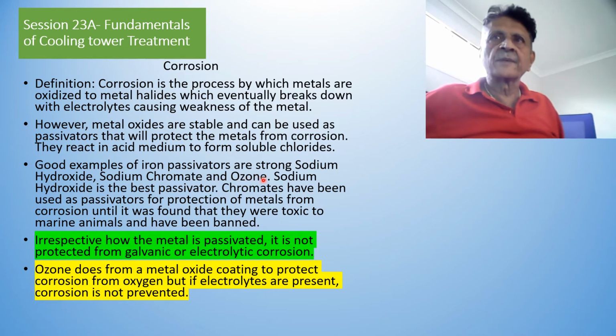In fact, what will happen is ozone will react with your metals to form metal oxides, and as you know, metal oxides are very resistant to further oxidation. Irrespective of how the metal is passivated, it is not protected from galvanic and electrolytic corrosion. Ozone does form a metal oxide coating to protect the metal from oxygen corrosion. But if electrolytes are present, corrosion cannot be prevented.